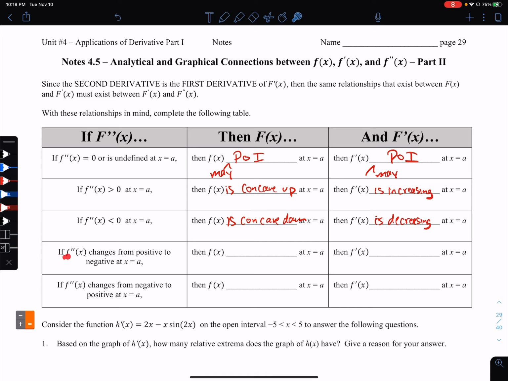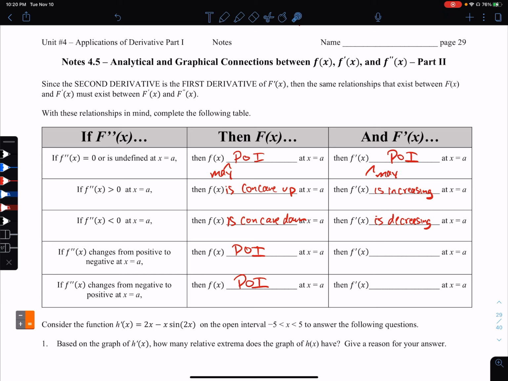What if the second derivative changes from positive to negative at x equals a? What's that tell us about the original function? Well, that tells us the original function has a point of inflection. There's no doubt at x equals a. Same can be said if f double prime changes from negative to positive. It means there's going to be a point of inflection on the original function.